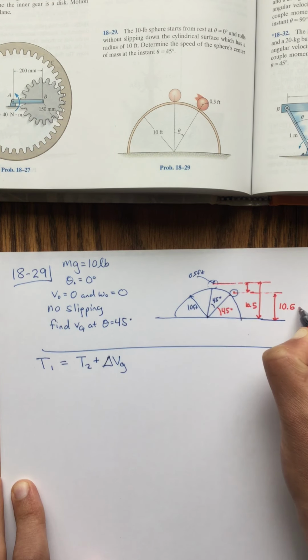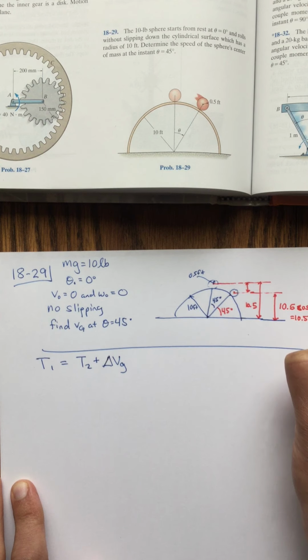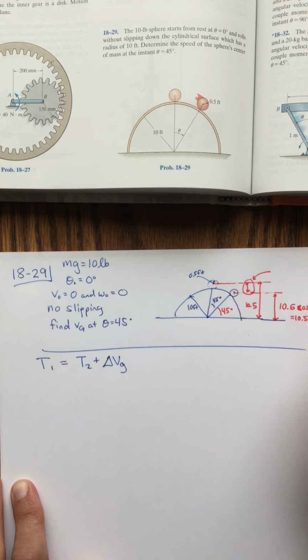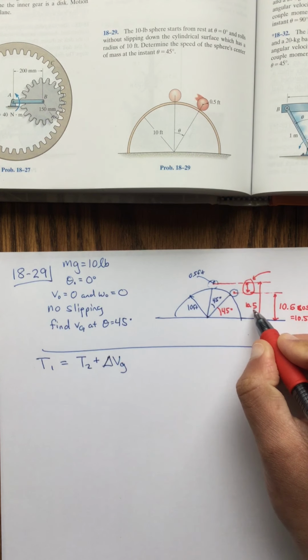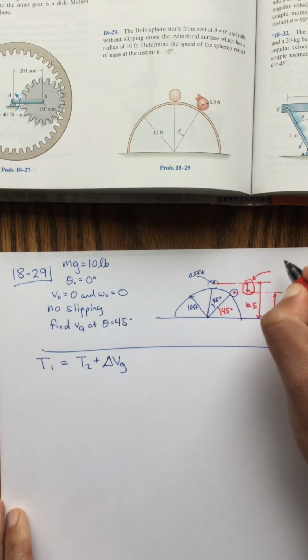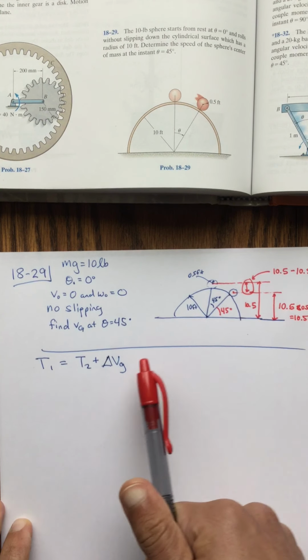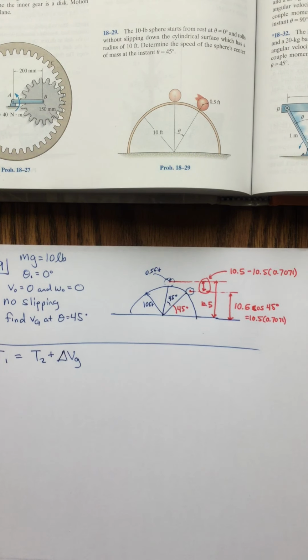So that's 10.5 times cosine of 45 degrees, which is 10.5 times 0.7071. So this distance, which is the distance that I'm looking for, is the difference between what I have here and what I have here. So that's 10.5 minus 10.5 times 0.7071. And because I'm ending at a lower height, the change in gravitational potential energy is going to be negative.